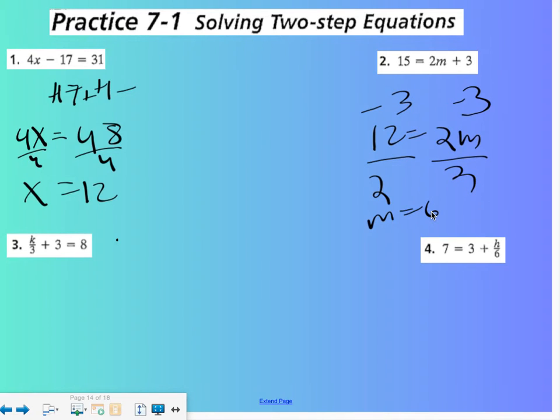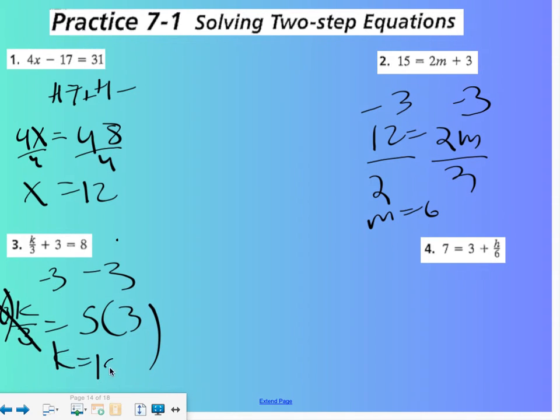Okay? Number 3. Subtract that 3 from both sides. k over 3 equals 5. How do you get k by itself? Multiply both sides by 3. We get k equals 15.